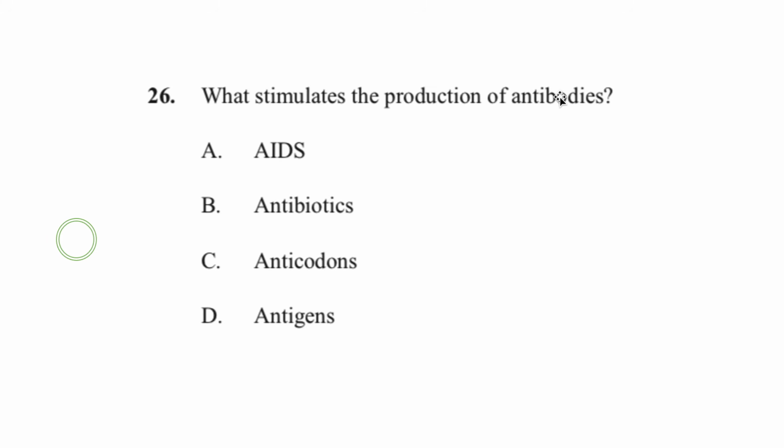So what stimulates production of antibodies? Not AIDS. AIDS is a long-term consequence of HIV. Antibiotics is not relevant. Anticodons is not relevant. It's antigens. So the answer is D. Antigens cause your body to make these antibodies to fight them, these weapons to fight them.